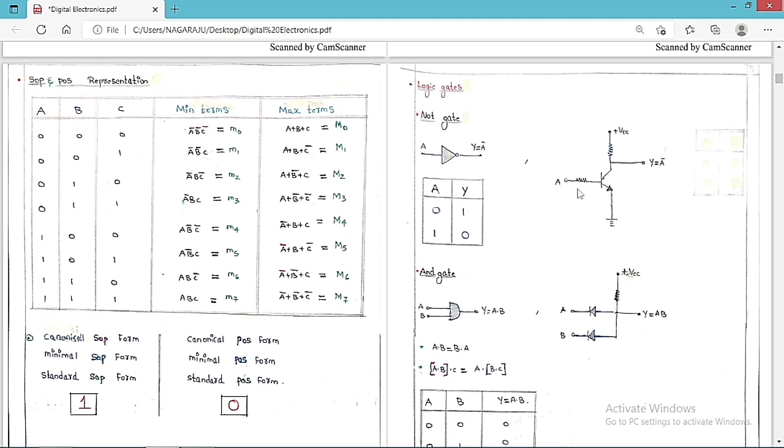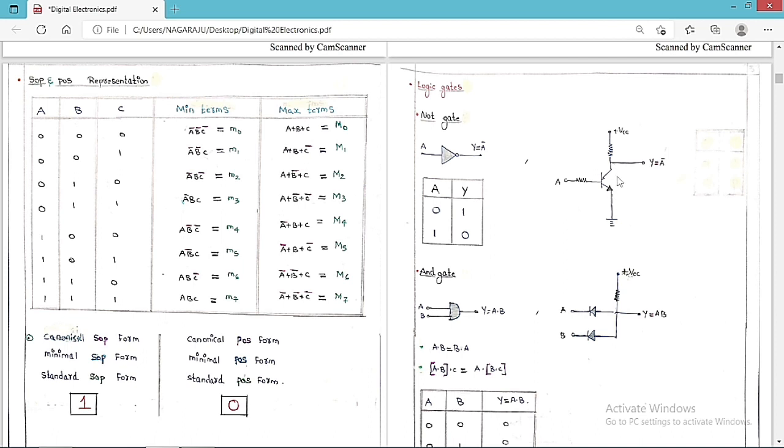If the input is equal to 1, the output is equal to 0. Because if A is equal to 0, this is open. Whenever the switch is open, whatever this voltage is, the same appears across this voltage. So Y is also equal to 1. If suppose A is equal to 1, it is a short circuit.